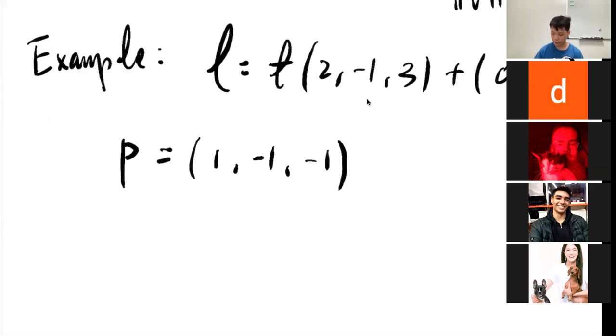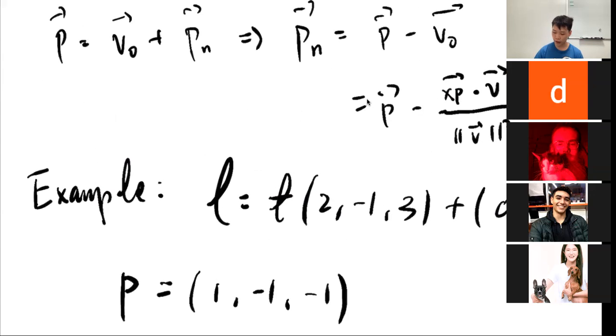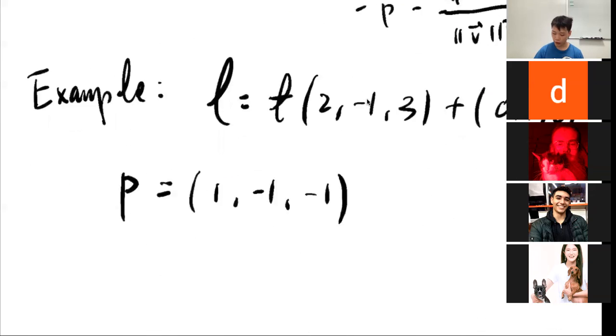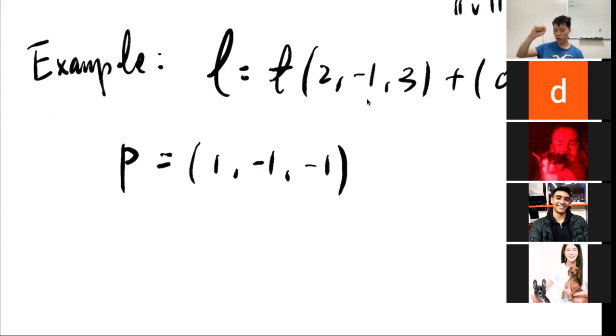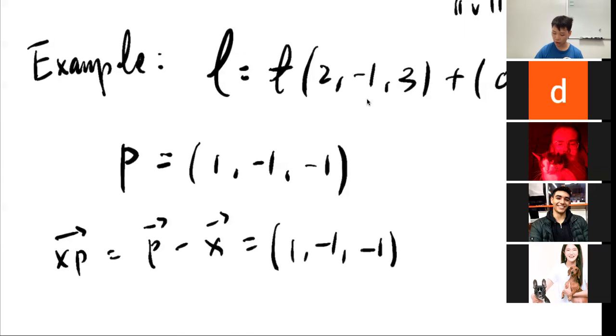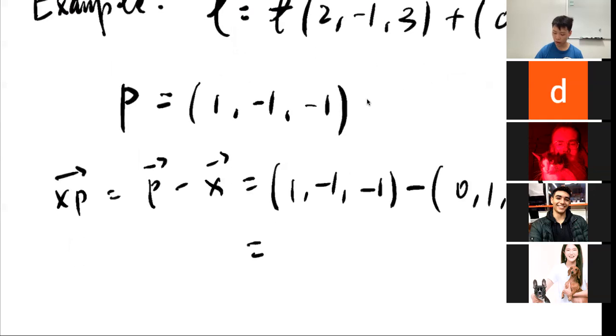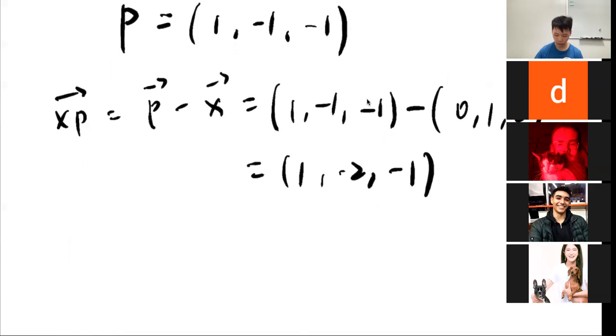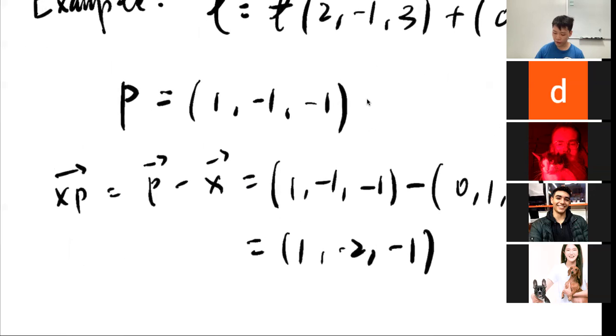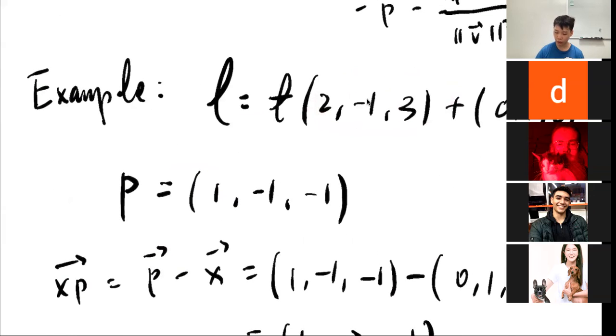Okay, so first of all, what is the vector XP? The vector joining from the point X to the point P is vector P minus vector X, which is (1, -1, -1) minus (0, 1, 0). So this is (1, -2, -1). Right. And then what is the vector V? Vector V here in this case is (2, -1, 3).